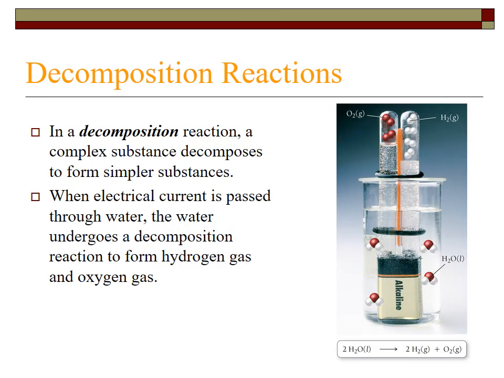In a decomposition reaction, a complex substance decomposes into simpler substances. When electrical current is passed through water, the water undergoes a decomposition reaction to form hydrogen gas and oxygen. This is H2O, and we've got hydrogen gas and oxygen gas. I'd like to point this out in the picture. Notice how we have twice the amount of hydrogen gas as we do oxygen gas. If we were to run this particular experiment, it's pretty interesting. That's actually what occurs.